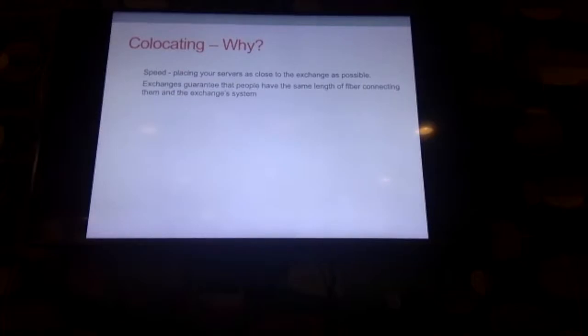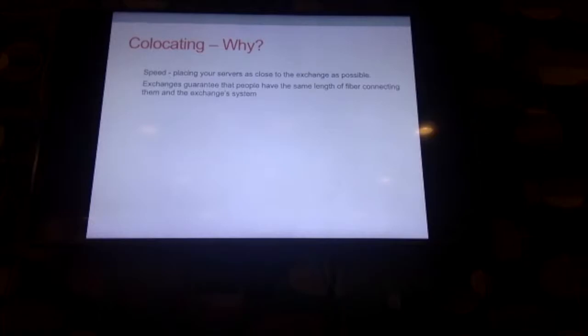People take this to such a degree that they literally worry about the length of fiber that connects their systems to the exchange systems. And the exchange will guarantee that your length of fiber is equal to your competitor's length of fiber, insofar as they will sit there and wind lengths and lengths and lengths of fiber to make sure that you have exactly 15.1 meters, as well as the competitor.